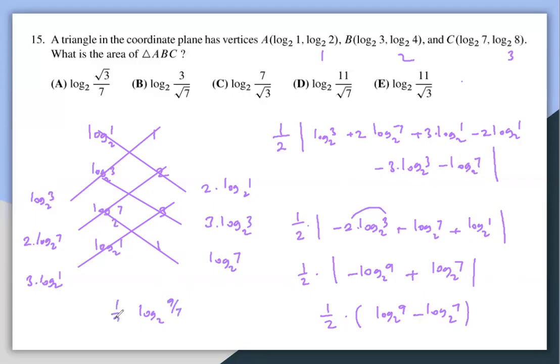But there is a 1/2 in front, so we can pull that as a power. So that should be log base 2 of the 1/2 power of this guy, or the square root of this one, which will give us 3 over root 7. So that should be choice B.